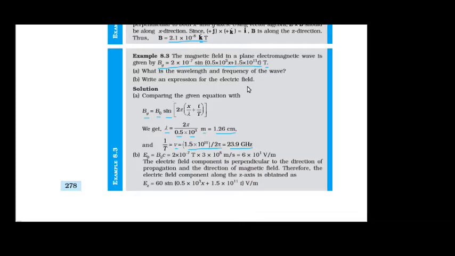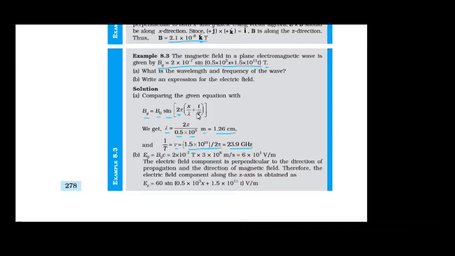So if you compare it, then 1 by T will be equal to 1.5 into 10 to the 11 upon 2 pi. Why upon 2 pi? Because in the original equation we have 2 pi, and upon solving this we get nu is equal to 23.9 gigahertz. So first we have to find the frequency of the wave.